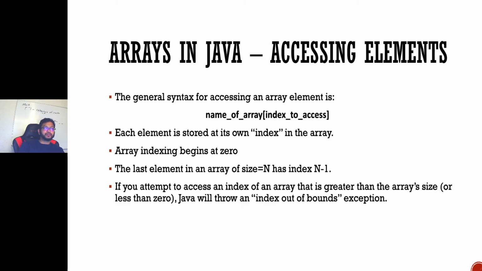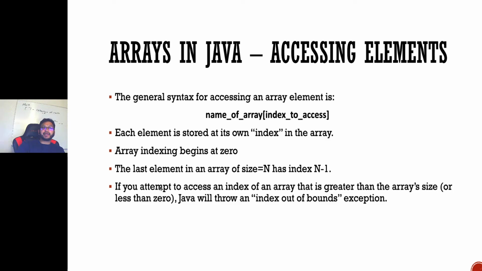Great. So moving on a little bit, let's talk about accessing the elements. As we've previously stated, to access the element, you'd have the name of the array, open bracket, the index you want to use, closing bracket. Each element is stored in a single index, and the indexing begins at 0. So if you initialize it to have a size of 5, it will have indices 0, 1, 2, 3, and 4. That will have a size of 5 with a max index of 4, since we're starting at position 0.